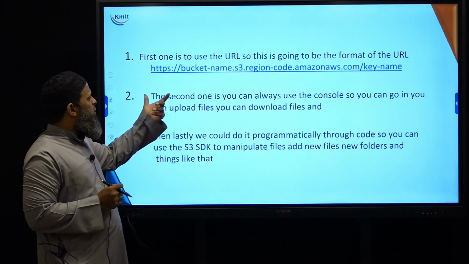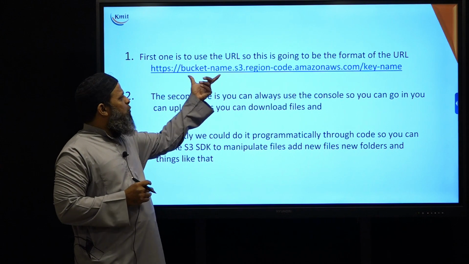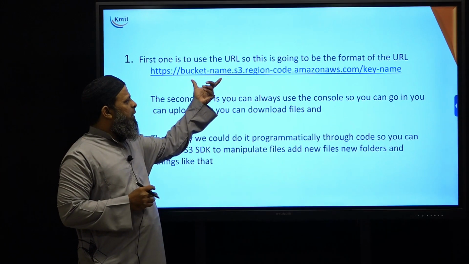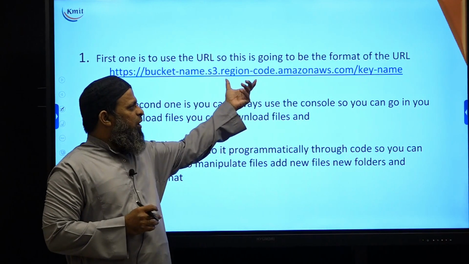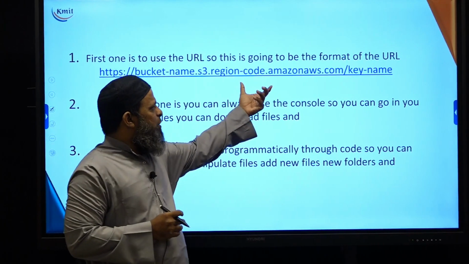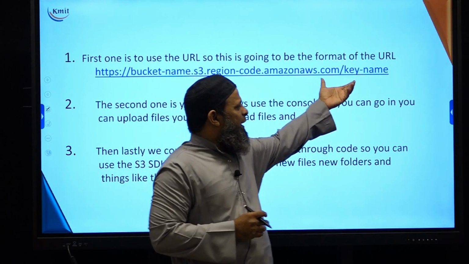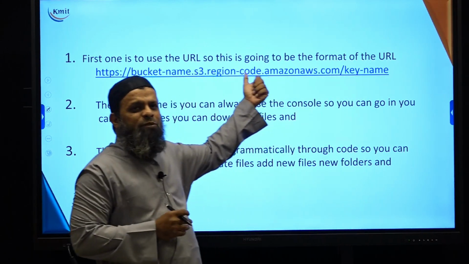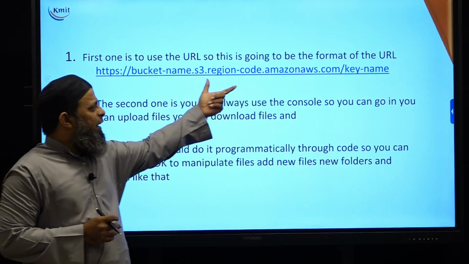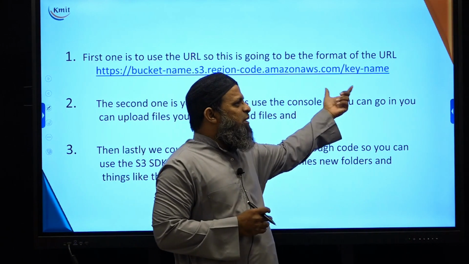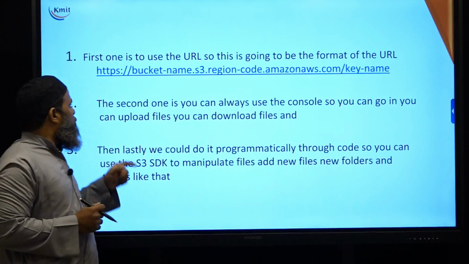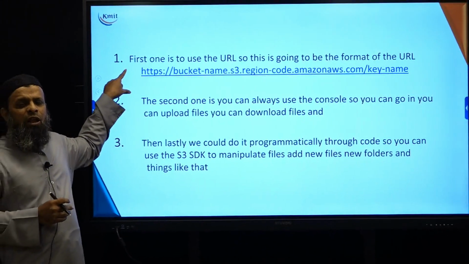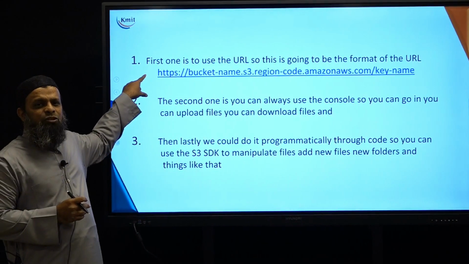So how will that URL look? Whatever bucket name you are going to give, that name will come over here, followed by s3 dot region code, whatever your region code is, and then amazonaws.com and the key name. Key name is nothing but the name given to the object. That key name you are going to put over here. What is this object, what is that key name, that we can see in the next class. So, one way is using this URL you can access the contents of that bucket.